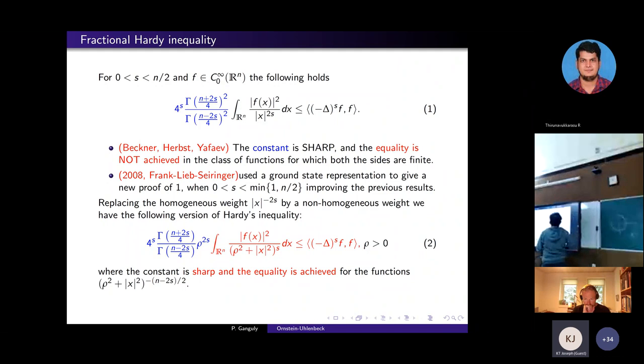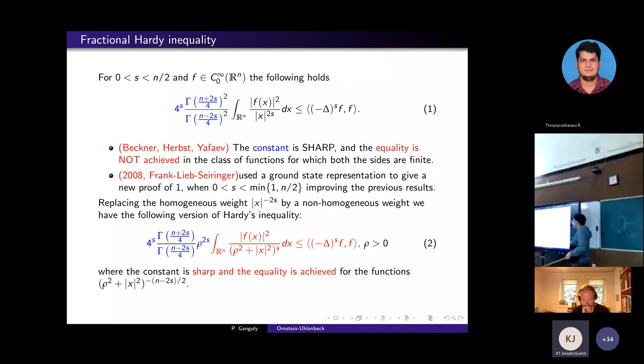Here the weight is replaced by something like (rho^2 + |x|^2)^s. Now, unlike the homogeneous case, in the non-homogeneous case equality is achieved for functions of this form, and the constant is also sharp. And there are many applications of this non-homogeneous Hardy inequality, which I will present in my talk.